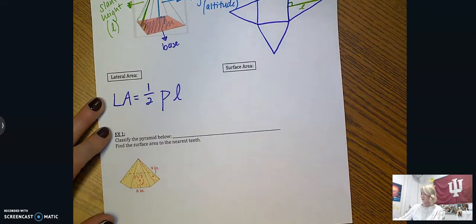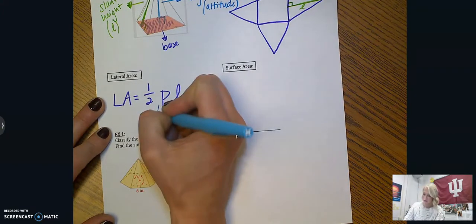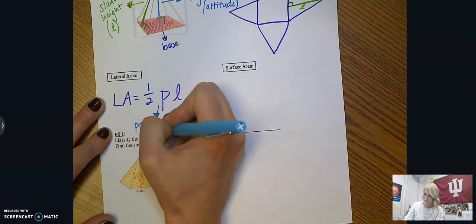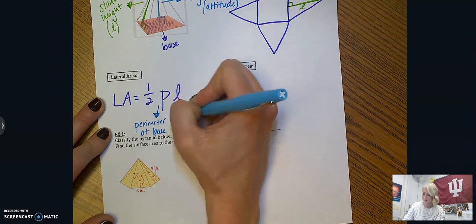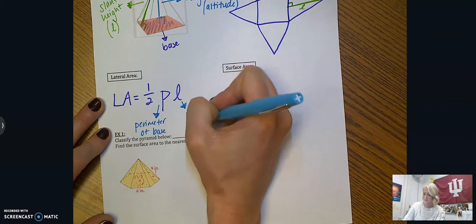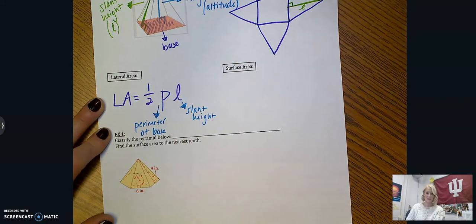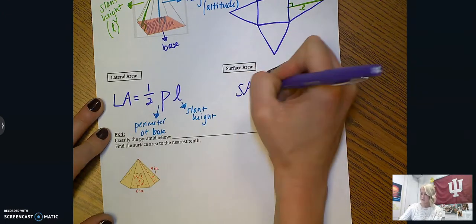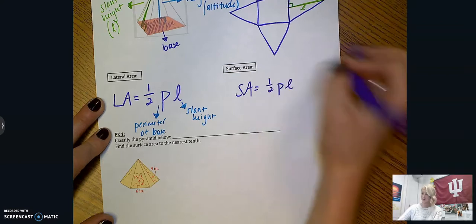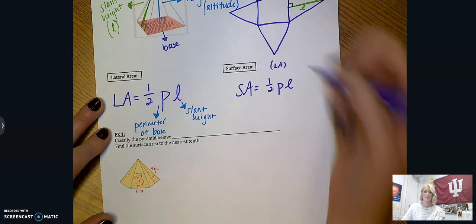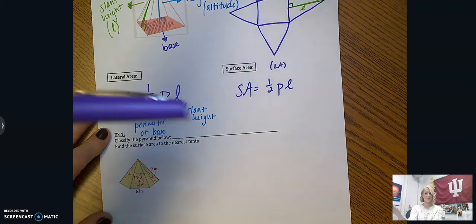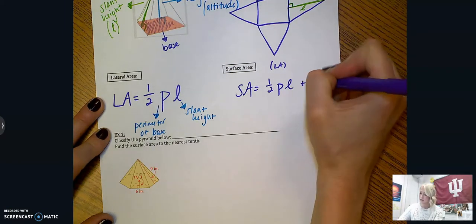So that's the formula for lateral area. Maybe make a note: P is the perimeter of the base, and cursive L is the slant height. That's lateral area. Get that in your notes, good. Surface area: take the lateral area, that's all one half PL is. You take those triangular faces and you want to include the base when you talk about full surface area.